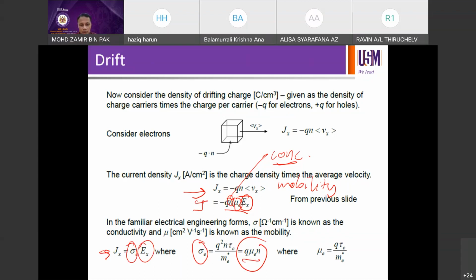You just take these three only, Q, N and mu, which equals your conductivity. Okay. So Q is the electronic charge, mu is mobility, N is the carrier concentration, and you're going to get your J equals conductivity times E. Or you can also rearrange it to get mu equal to this equation, right?